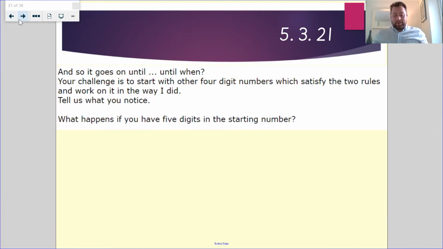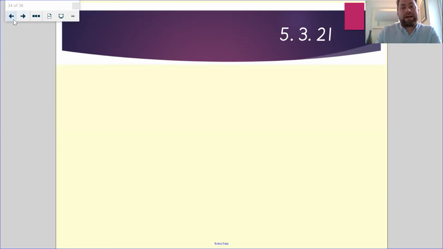Now, can you keep on going? Does it end? Does it have an ending? You find out. And then, what happens if you start with a 5-digit number? Once you've done it with one set of 4-digit numbers, do a different set of 4-digit numbers, and see how far you get. Do it several times. It's a little fun activity, and hopefully you should get to see some sort of patterns.